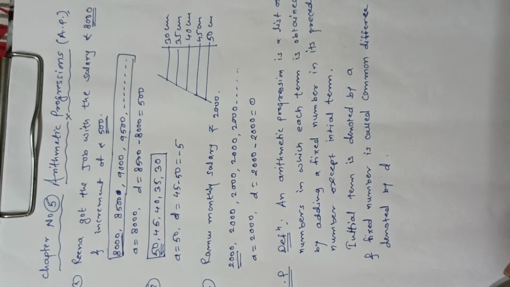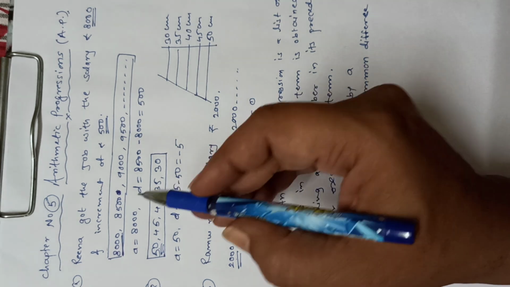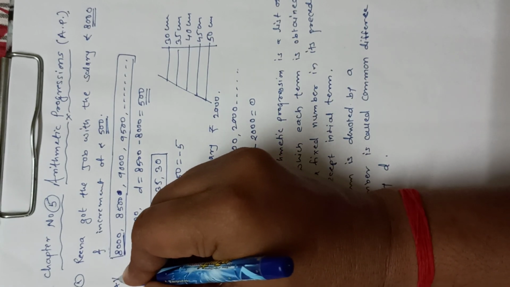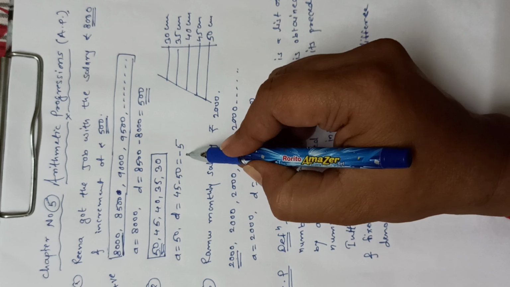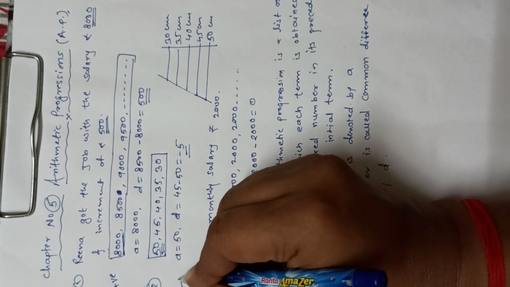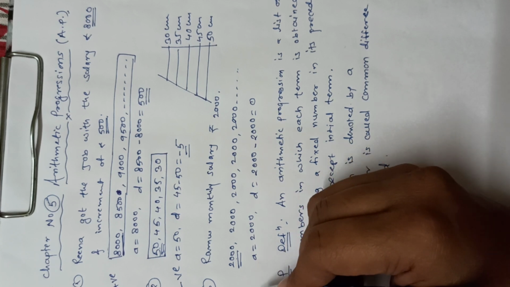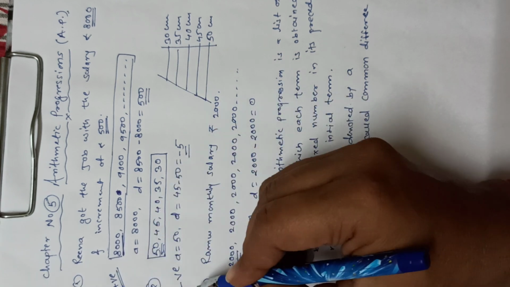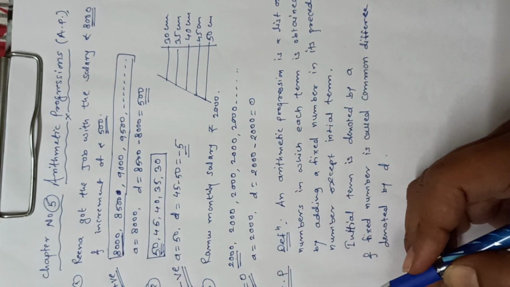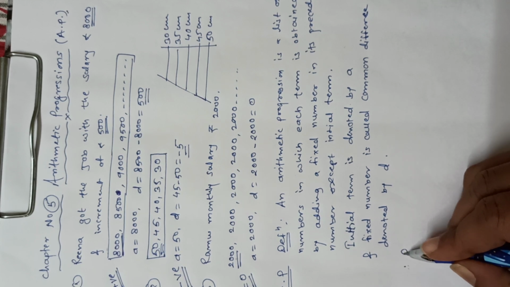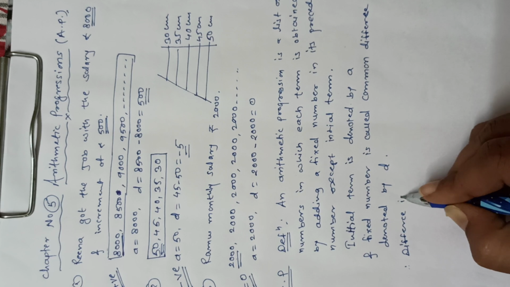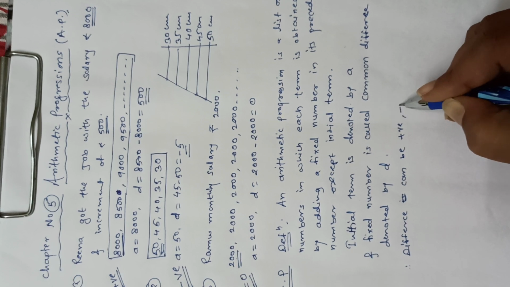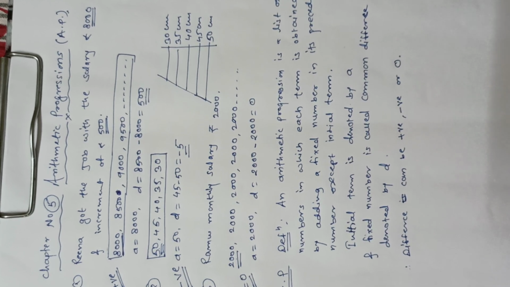So the difference can be positive, can be negative, and can be 0. See, if we observe here, D is equal to 500, it is positive, so here the difference is positive. Here D is obtained as minus 5, so here the difference is negative. And here D is obtained as 0, so the difference is 0. Therefore the difference can be positive, negative, or 0.